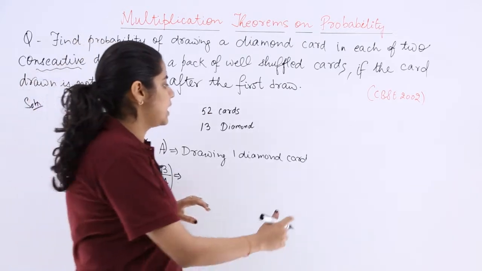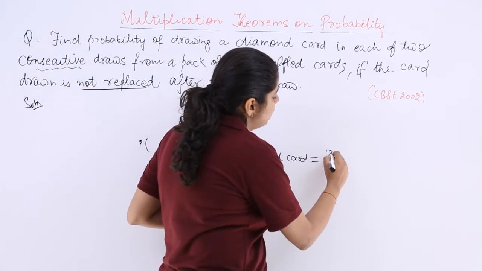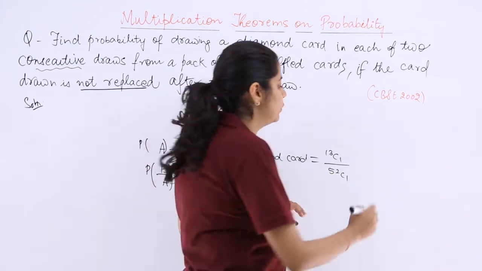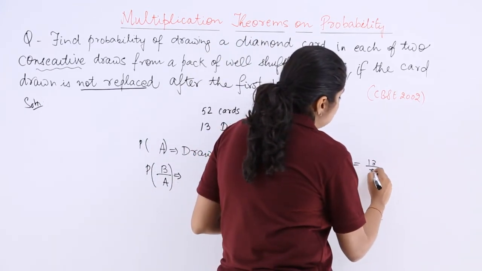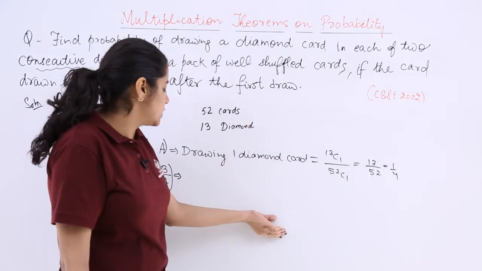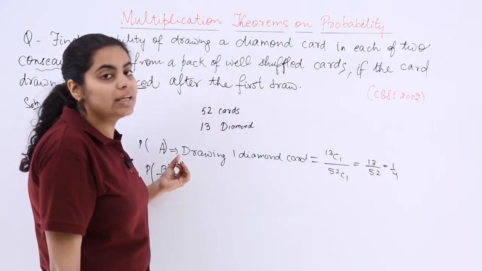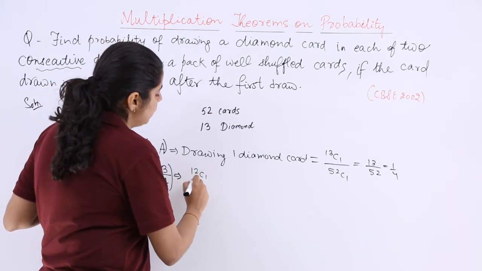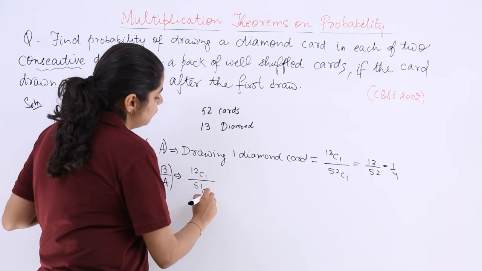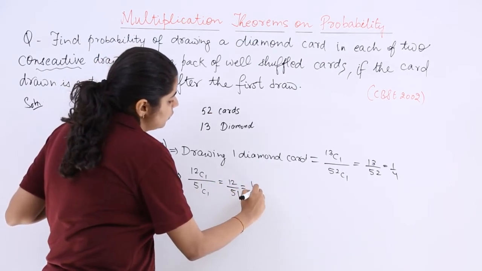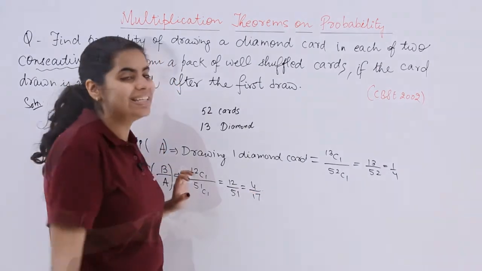So the first diamond card, that will be 13C1 over 52C1 because total 52 cards, and this is 13 over 52 which is 1 over 4. Next, what is the situation? Probability of drawing a second card when the first has already been taken out means out of the 12 remaining and out of the 51 remaining. So this is 12 over 51, which is 3 4s are 12, 3 17s are 51.